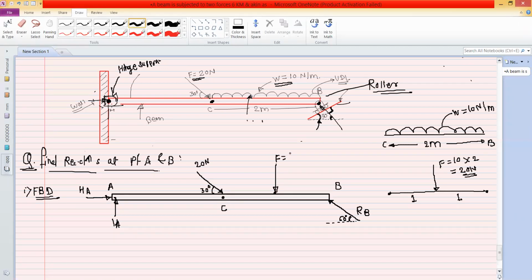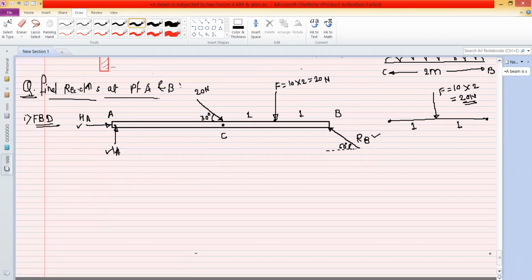Its value is 10 into 2, that is 20 Newton, and the distance is 1 meter and 1 meter from points B and C. Now this is the complete free body diagram for the given beam. Now we have to find these reactions HA, VA and reaction RB. As there are three unknowns, HA, VA and RB, we have to use the three equations of equilibrium.